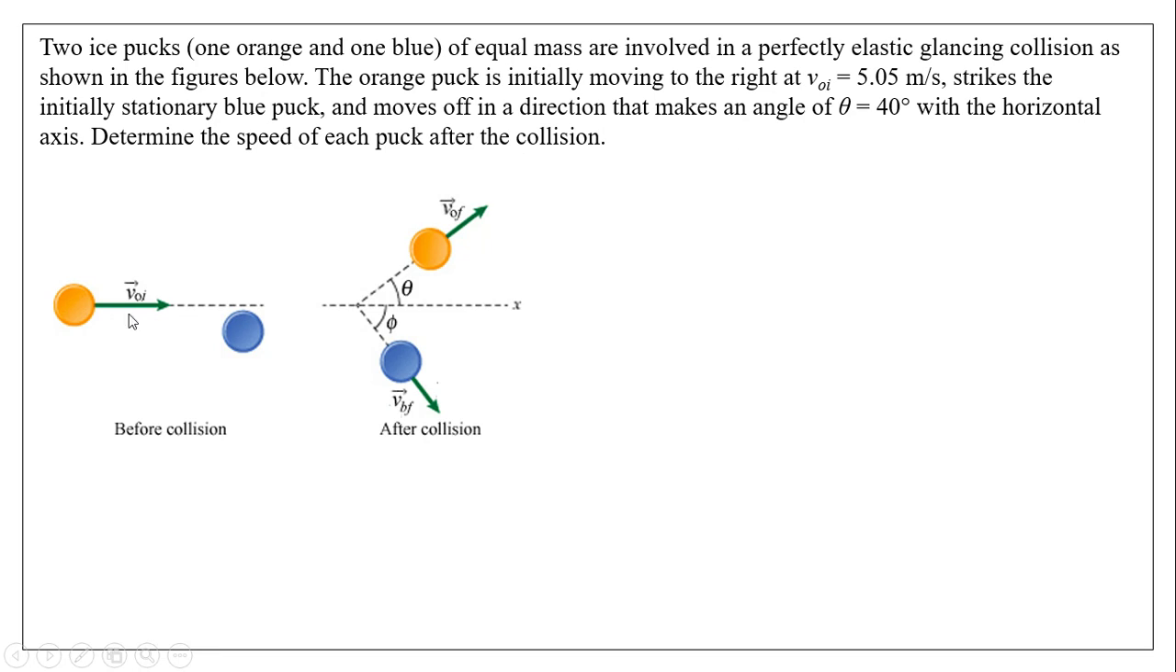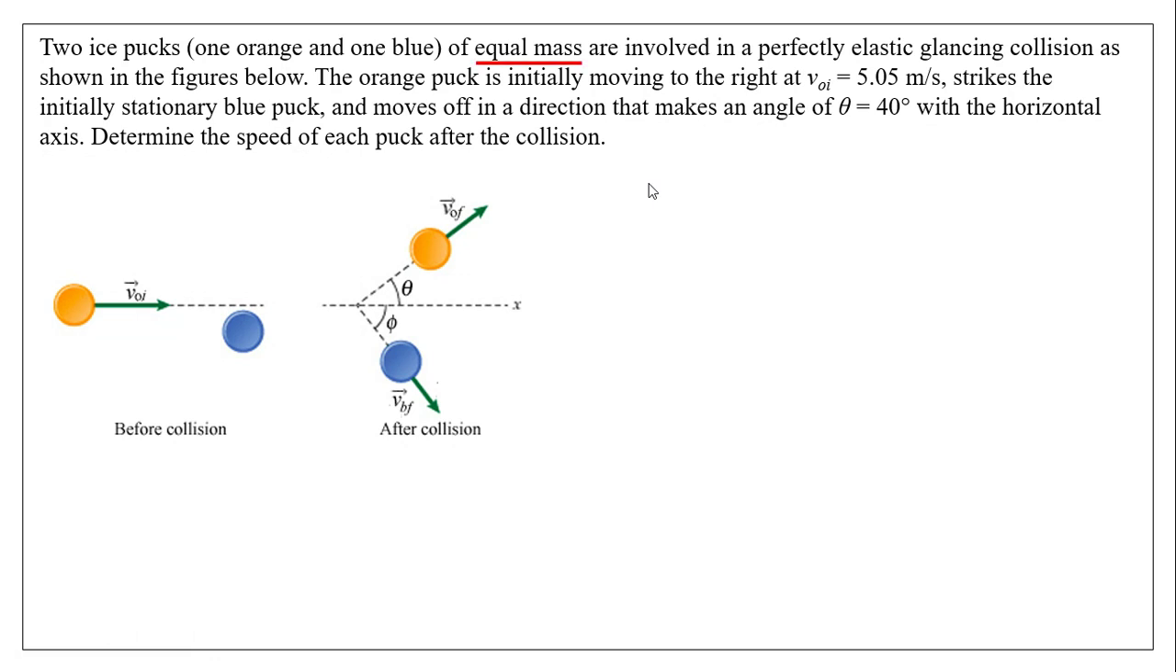So here it says that the orange puck's initial speed is 5.05 in the statement. And then the theta at the very top of the horizontal axis here is 40 degrees. And it wants us to determine the speed of each puck after the collision. All right, let's go ahead and crack this out.